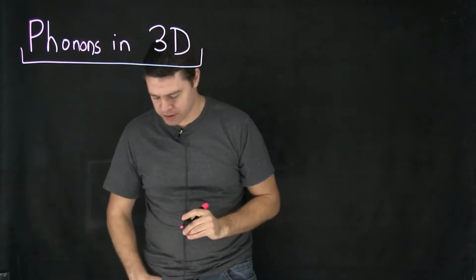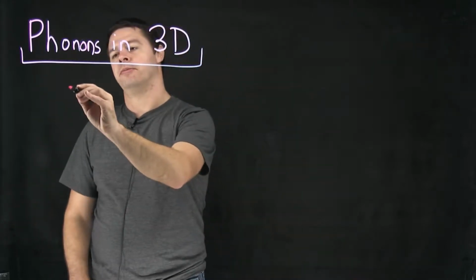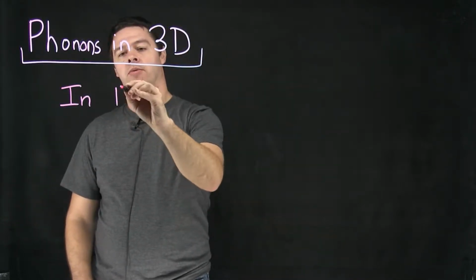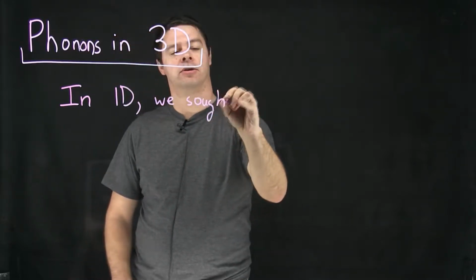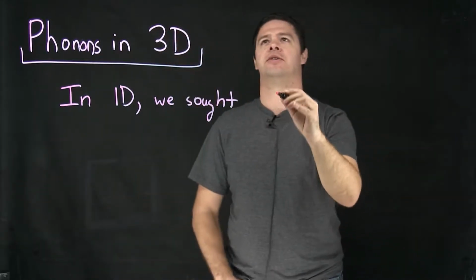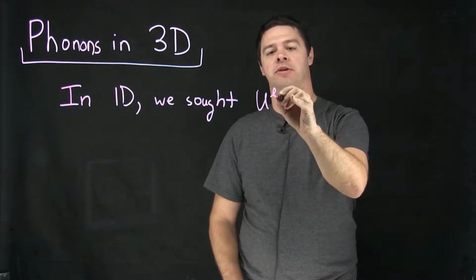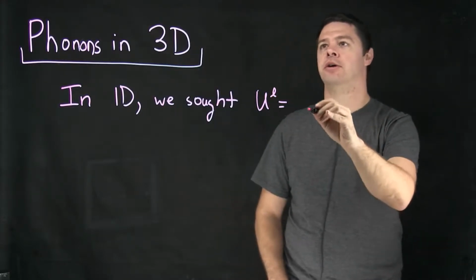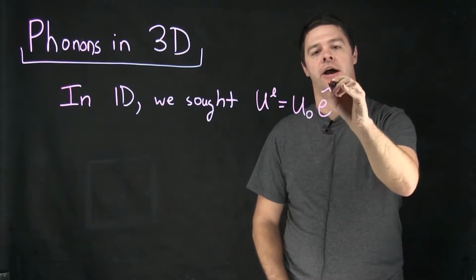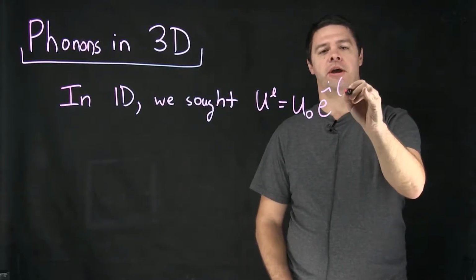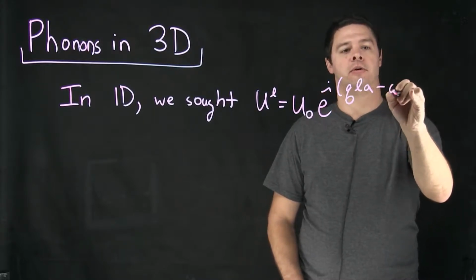So let me just remind you of some basic things we found in 1 dimension, and let's see how we can extend those into 3 dimensions. So in 1D, we sought displacements that looked like essentially wave-like solutions. So we were looking for things like, let me write it as the displacement of an atom in the nth unit cell was U0 e to the i, and I'm going to write this in a weird way this time, q times l times a, minus omega t.